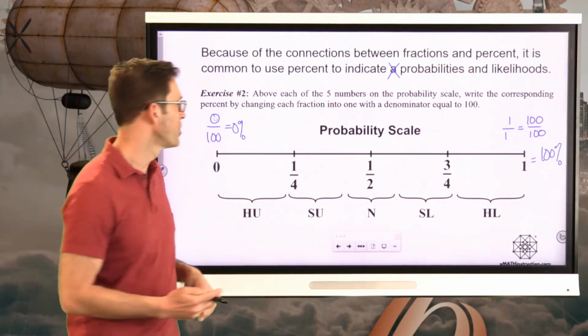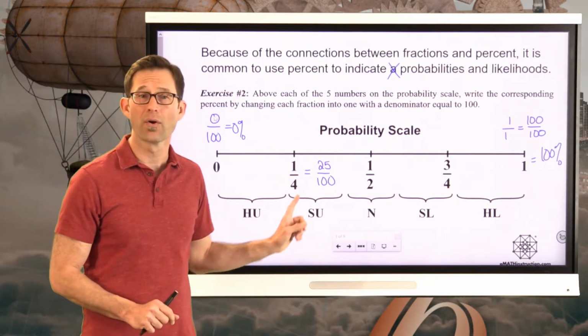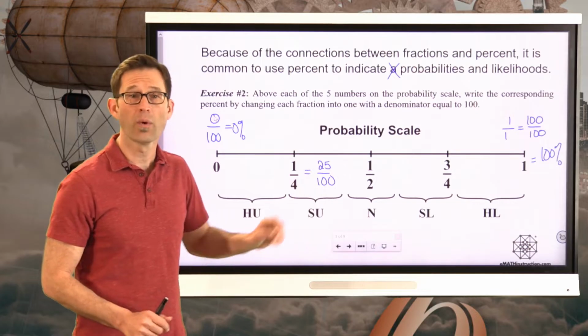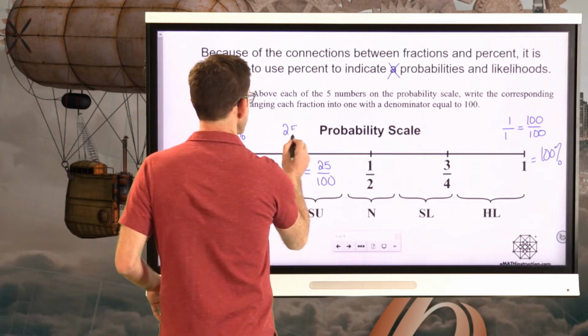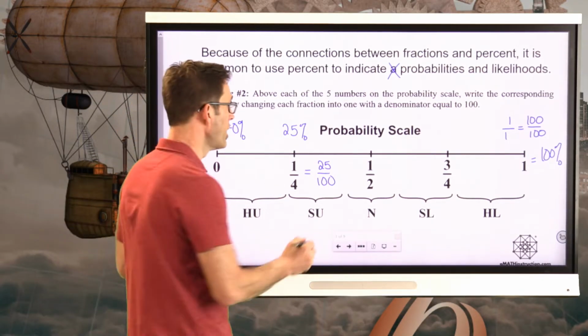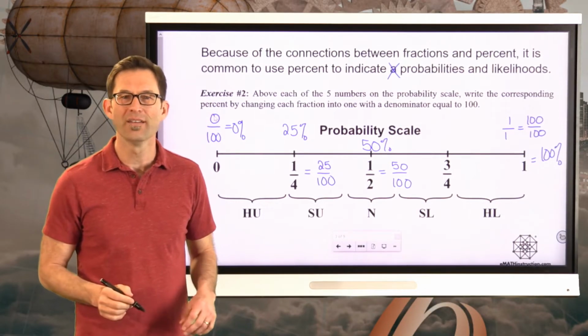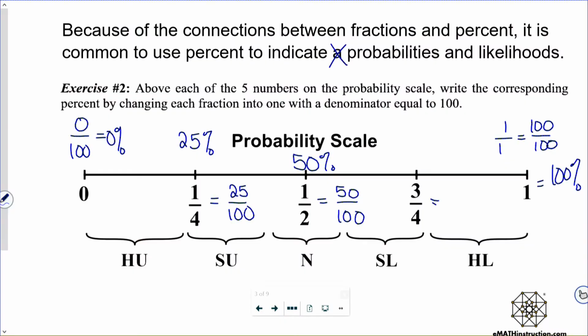Now the other ones. So what's 1/4? Well, 1/4 is the same as 25 100ths. If I just multiply both the numerator and the denominator by 25, I'd get 25 100ths, which means that 1/4 is the same as 25%. 1/2, likewise, is the same as 50 over 100, so 1/2 is 50%. And we kind of knew that. And 3/4 is the same as 75 out of 100, so 75%.